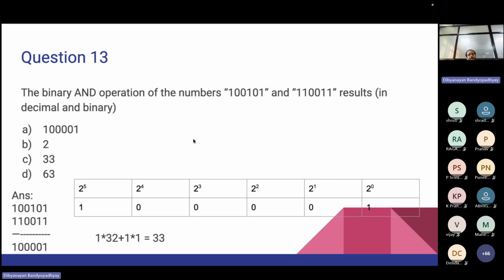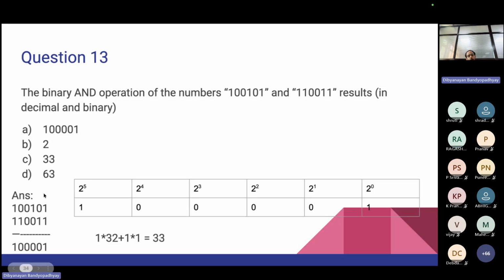If one bit is 0 and another bit is 0, then what is the value of x AND y? 0. If x is 0 and y is 1, then 0. So when will it be 1? When both are 1. Yes, when both are 1, then it is 1. Otherwise, everywhere it is 0.